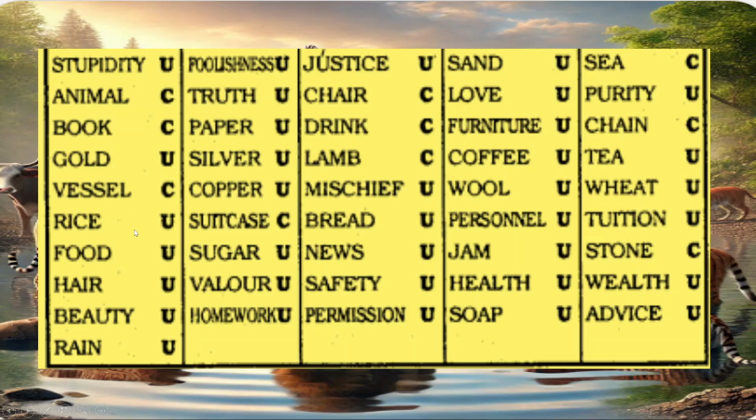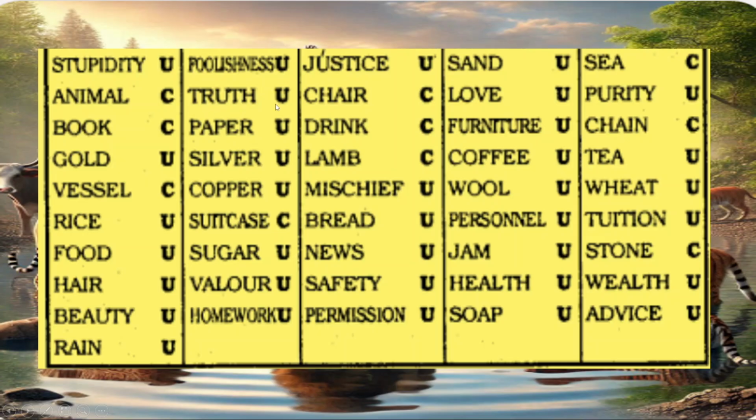Vessel is countable. Rice is uncountable because you cannot count the number of grains in the rice. Food is uncountable. Then hair, you cannot count the number of hairs you have on your head, therefore uncountable. Beauty is uncountable, it is qualitative. Rain is uncountable. Some inches of rainfall in this area, they will say, they made a measurement, but exactly you cannot say how much rain is falling there. It's uncountable. Foolishness is uncountable because there is no measurement for this.